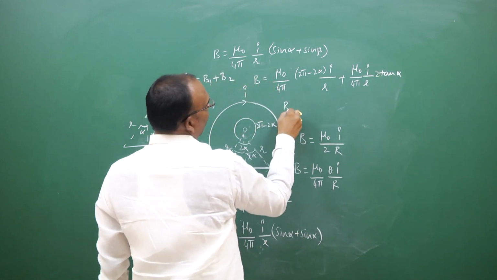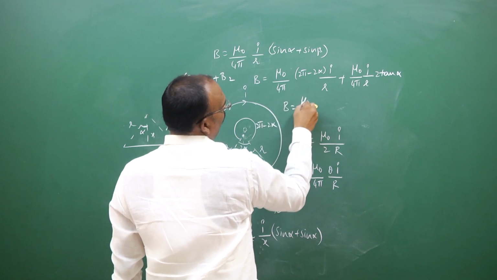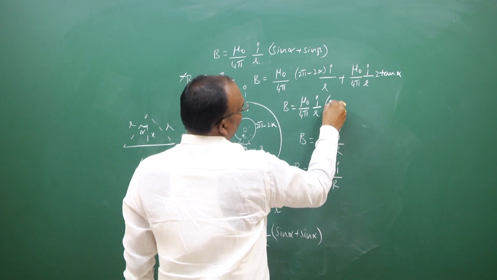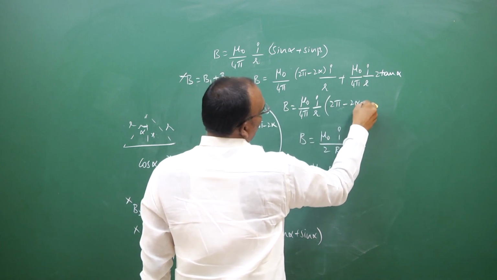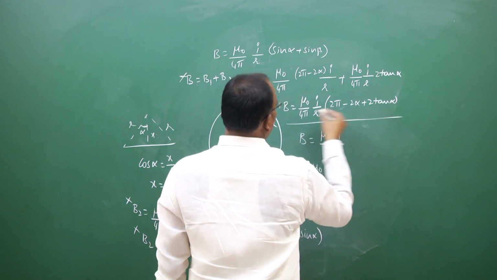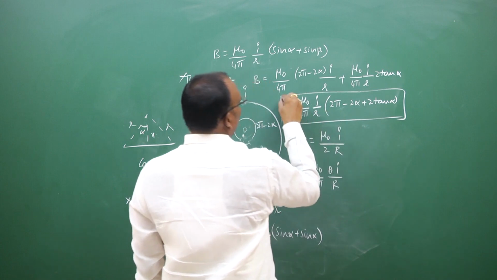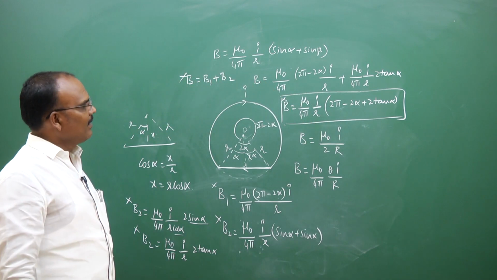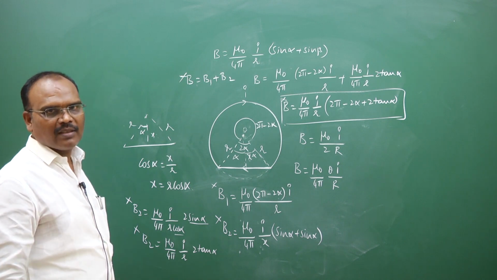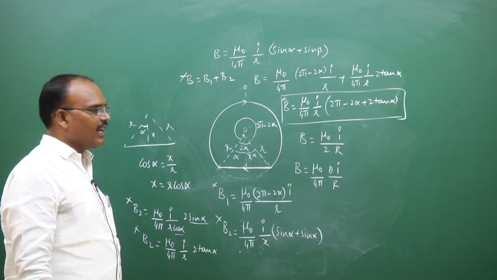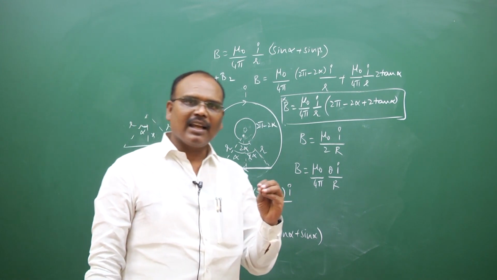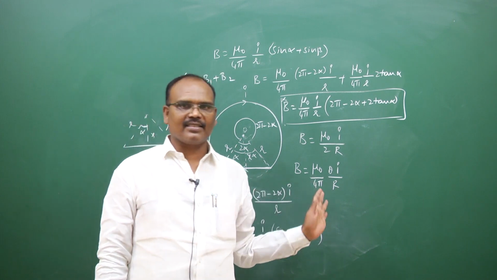If we take common things, mu naught by 4 pi I by R is common, take it out, then the answer will be 2 pi minus 2 alpha plus 2 tan alpha. This is the answer for this question, and here magnetic field is into. Like that we can calculate for various combinations. You try a few more problems. In any standard book you'll find so many problems like this. So how to do it, the method I have told, explained, follow this seriously.